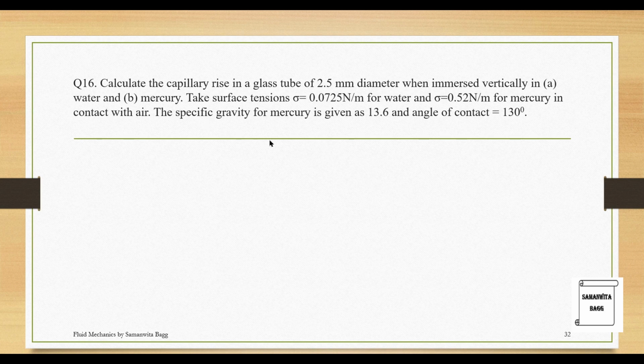Calculate the capillary rise in a glass tube of 2.5 mm diameter when immersed vertically in water and mercury. So the first data given is the diameter of the glass tube, that is 2.5 mm. I'll convert this into meter. It is 2.5 into 10 raised to minus 3 meters. So it is immersed in water and mercury. So I have to calculate the capillary rise, that is the value of h.